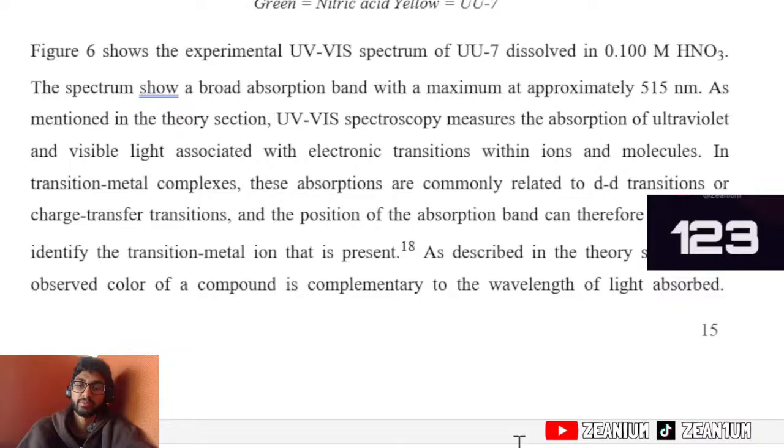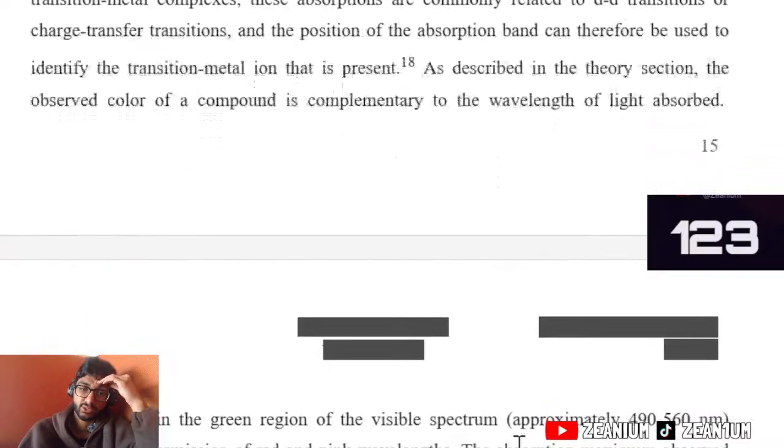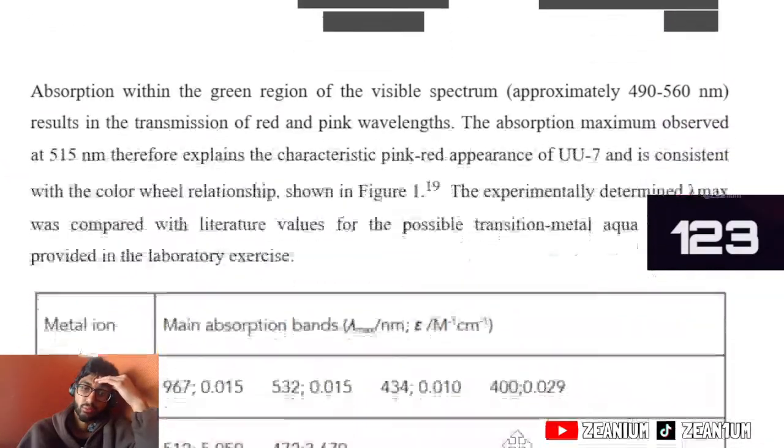UV spectroscopy measures the absorption of ultraviolet and visible light associated with electronic transitions within ions and molecules. In transition metal complexes, these absorptions are commonly related to d-d transitions or charge transfer transitions, and the position of the absorption band can therefore be used to identify the transition metal ion that is present. As described in the theory section, I just observed what the color means.